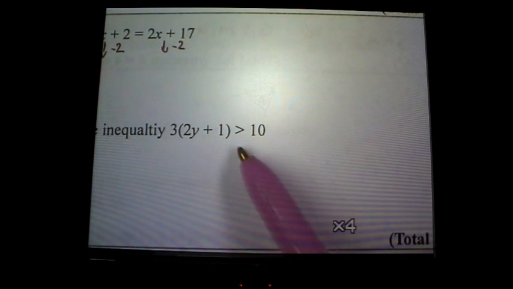The next one, you've got to solve the inequality. First thing you do when you solve an inequality, it's got this funny little sign in there, like that one there.